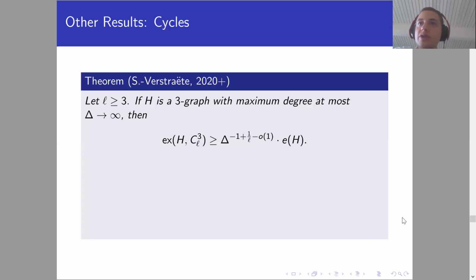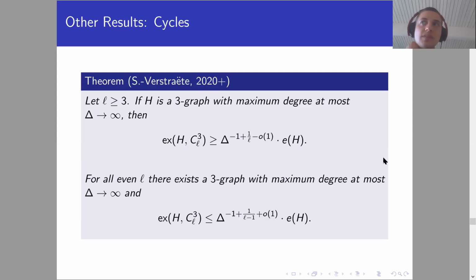So for 3 graphs, we have bounds for general R graphs, but for simplicity, I'll just say for 3 graphs. And for any L, we can prove a bound of this form here, delta minus 1 plus 1 over L. And in general, we don't have very good upper bounds. If L is even, we can get a pretty effective bound, which is of this form delta minus 1 plus 1 over L minus 1. But there's still a significant gap here. And we suspect that the lower bound is closer to the truth.